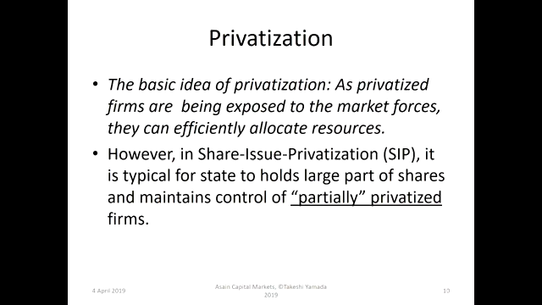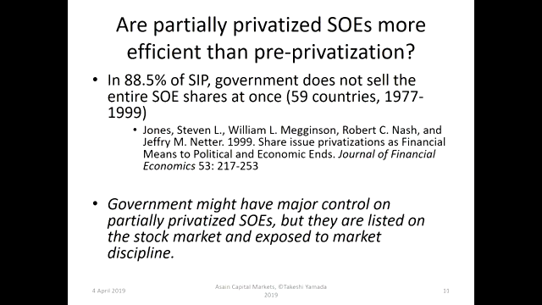So that's why in so-called share issue privatization, which means that the government sells, right, the shares that it holds, or sometimes they issue new shares, and they do IPOs, initial public offerings. But according to the study, in close to 90% of share issue privatizations, the government does not sell the entire SOEs. So that's why governments still have control.